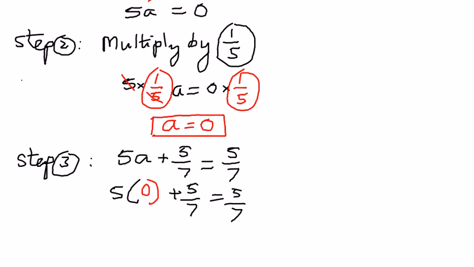So 5 times 0, this value goes to 0, and therefore 0 plus 5 over 7 equals 5 over 7. 5 over 7 is equal to 5 over 7, but if you bring it to the other side, 5 over 7 minus 5 over 7, that goes to 0, and therefore the value we have obtained, a equals 0, is exactly correct.